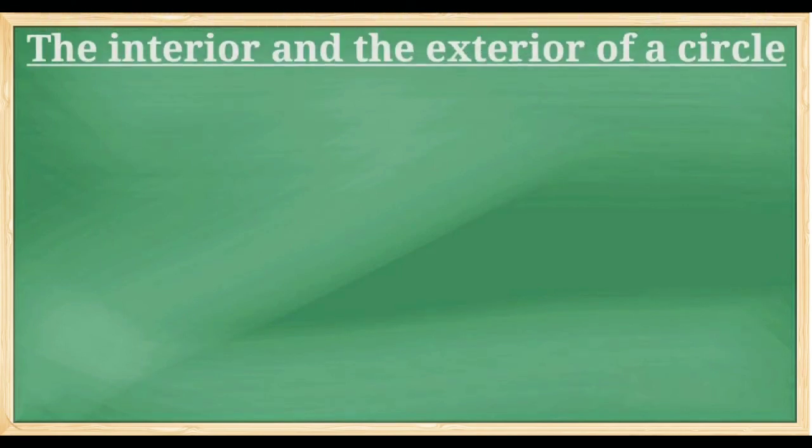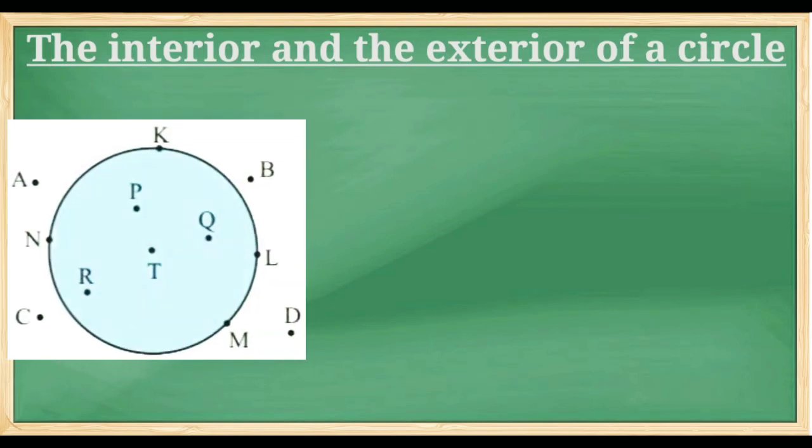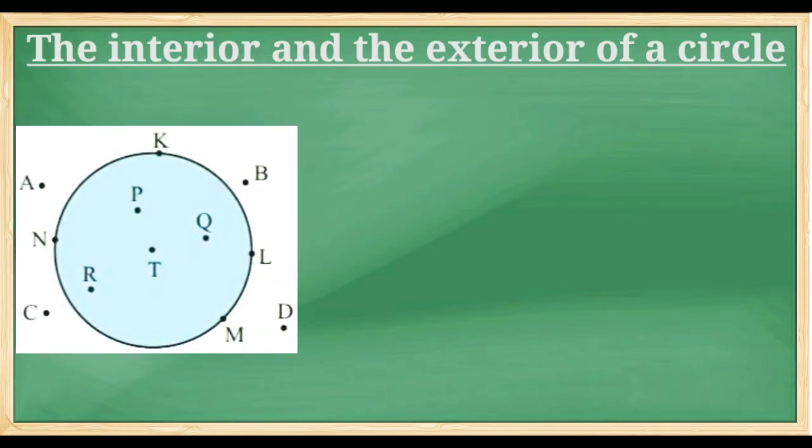The next subtopic we are going to talk about is the interior and the exterior of the circle. In the picture displayed on your screen, you can see a number of points. Some are within the area of the circle, some on the edge of the circle, and some outside the circle. The points in the colored area within the circle are said to be the points in the interior of the circle. Points outside the circle are called points in the exterior of the circle, whereas points on the edge are called points on the circle.